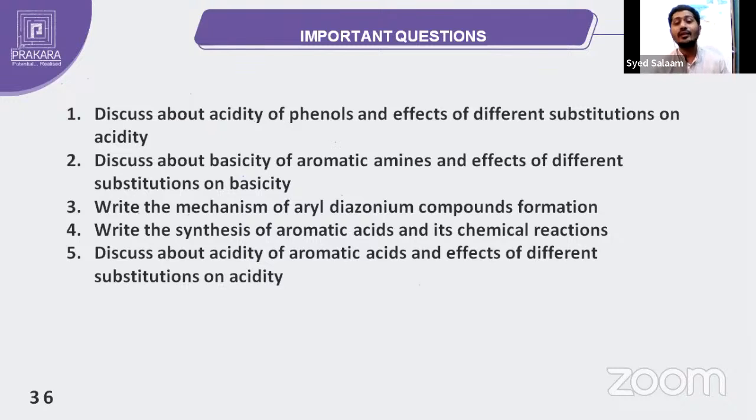And next is acidity of aromatic acid. So we have seen the effect of substitution on acidity. We have seen electron donating groups decrease the acidity, as well as electron withdrawing groups increase the acidity. So you need to explain or mention this with a few examples, with structural representations, to show how the acidity decreases or increases with electron donating or electron withdrawing groups. In that you can also include the orientation part, where aromatic acid will direct further electrophilic substitution towards the meta position.